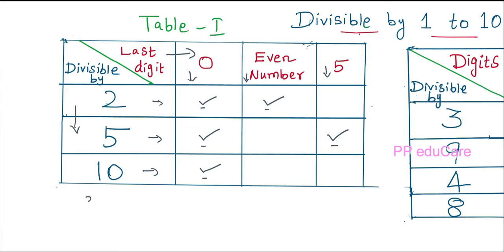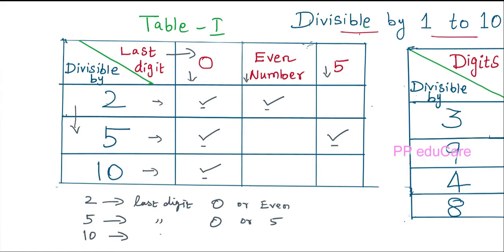Shortly speaking, divisible by 2: last digit is 0 or an even number. Divisible by 5: the last digit is 0 or 5. Divisible by 10: the last digit is 0 alone.